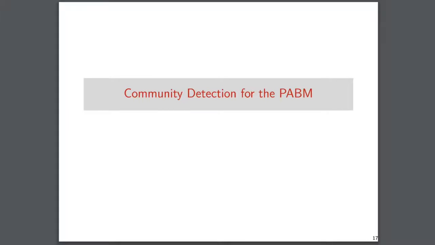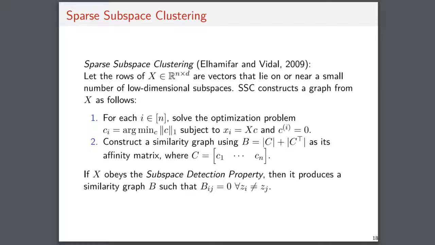So, how does this lead to community detection? Since the latent configuration for the PABM under the GRDPG framework consists of subspaces, the ASE consists of points lying near subspaces with some small noise that goes to 0 with probability 1 as n increases. There already is a family of algorithms for this type of data called subspace clustering, and we will focus on sparse subspace clustering, which constructs a graph by solving n optimization problems.